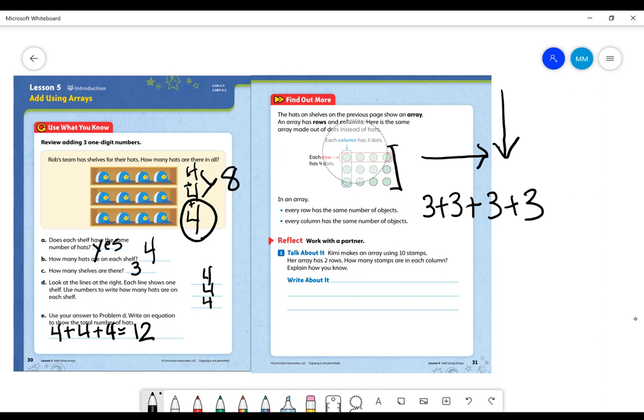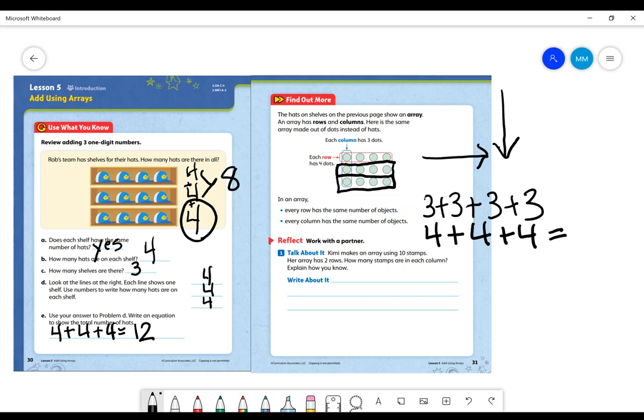If I'm using my rows, I'm going horizontal. That means I'm going side to side. So I had 1 group of 4, 2 groups of 4, and 3 groups of 4. So we would say 4 plus 4 plus 4. Now, we saw the same array with the hats. An array is repeated addition.